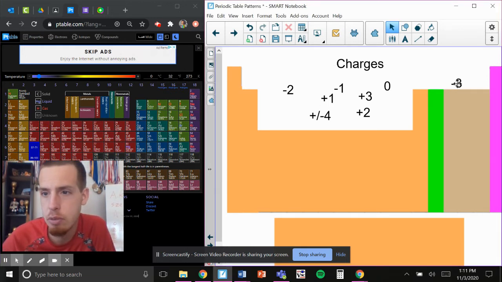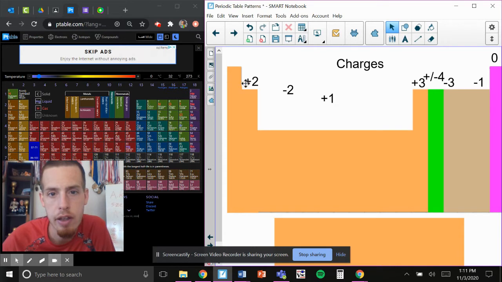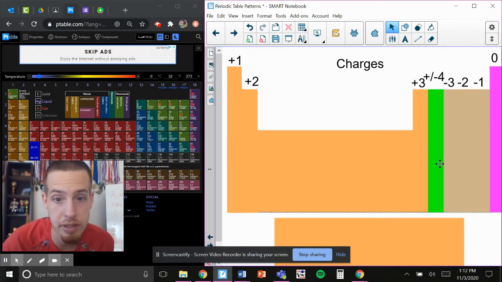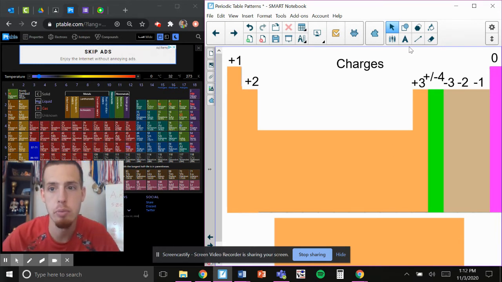So really quickly, I'm just going to put all of these charges in order, and you're going to notice that there's a little pattern with that. And that pattern kind of looks like a little pyramid a little bit: +1, +2, +3, plus or minus 4, -3, -2, -1, and 0. And you can see I color code the periodic table a little bit differently. That's because I really wanted to go over the charge aspect.